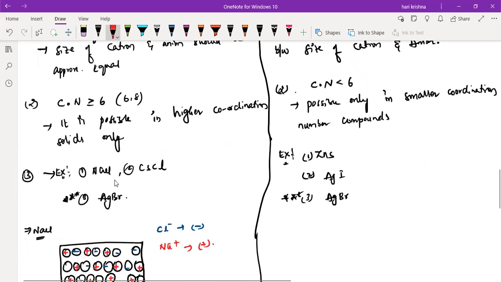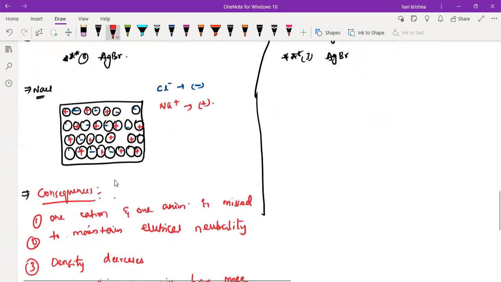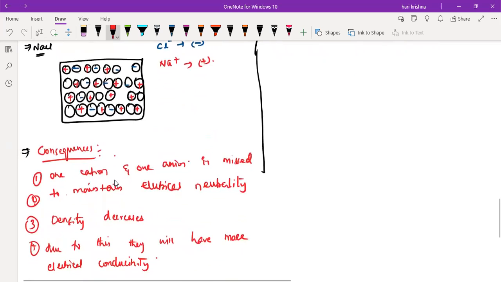So AgBr is an ionic halide which will show both Frenkel as well as Schottky defects. Next, we have seen the diagram. This is the diagram, NaCl we have drawn. And what are the consequences of this defect? The number of cations missing should be equal to the number of anions missing. What is the main purpose of this? To maintain the electrical neutrality.